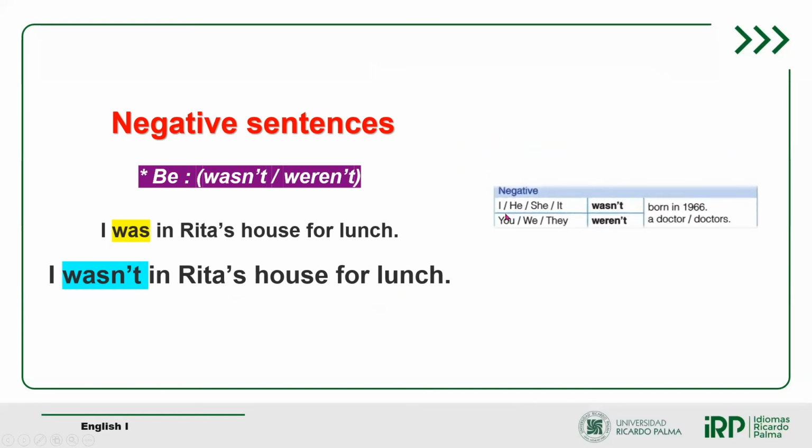Remember that when you are working with I, he, she, or it, you will use wasn't. I wasn't born in 1966. He wasn't born in 1966. She wasn't born in 1966. It wasn't born in 1966. When you are working with you, we, and they, you will work with weren't. You weren't doctors. We weren't doctors. They weren't doctors. So we are going to work with wasn't or weren't.